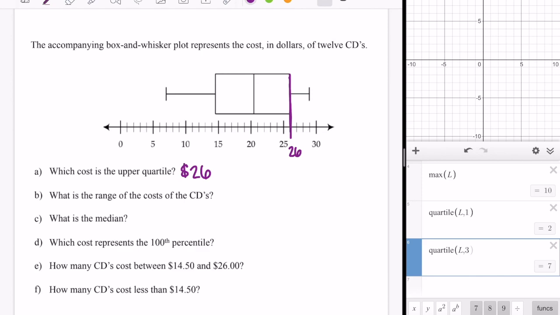Okay, what is the range of the cost of the CDs? So the range is your max minus the min. The max is wherever the end of our whisker is. So that's here, and that value falls at 29. So that's 29 minus the minimum. Our minimum is here, and that falls at 7. So 29 minus 7 is $22. So the CDs range from $7 to $29, which is a range of a $22 difference.